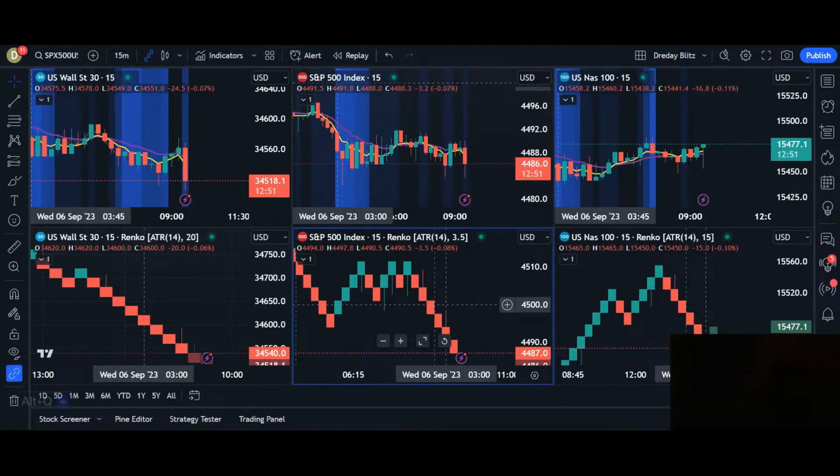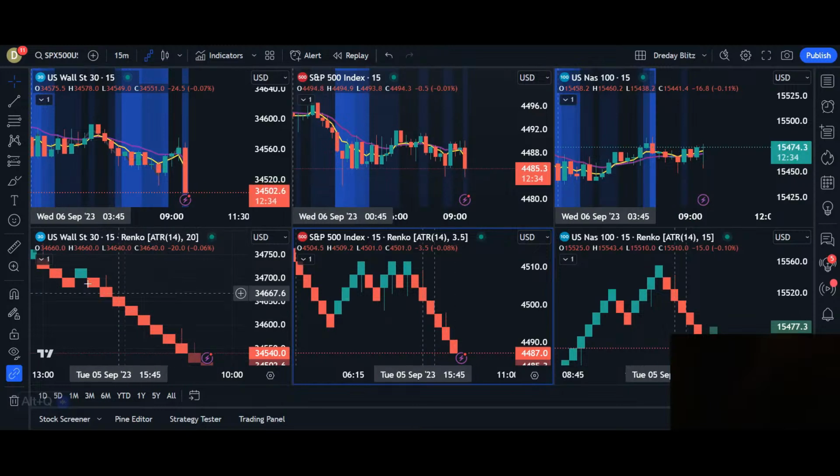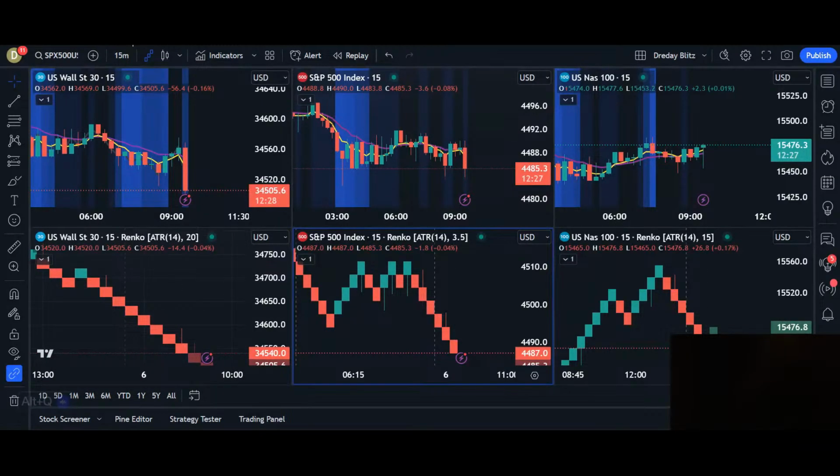If it's the first time that you're looking at Renko bars, basically Renko bars are really a trend indicator based on points. So it's not based on the actual time frame. Each box is not an actual candle. Okay, let's see. I'll be back, guys.